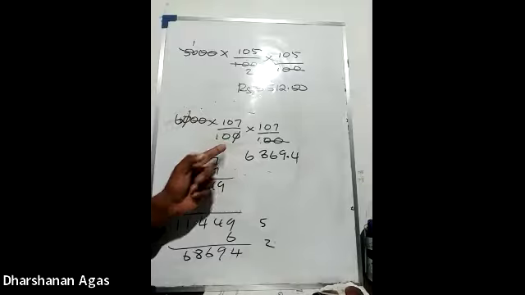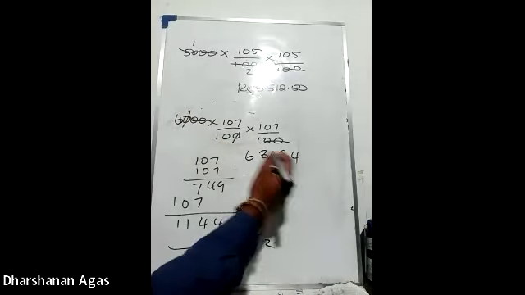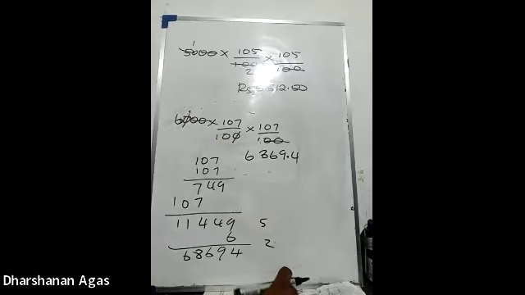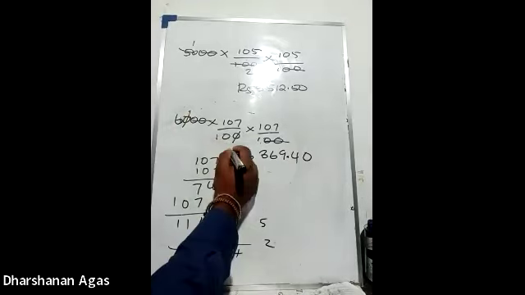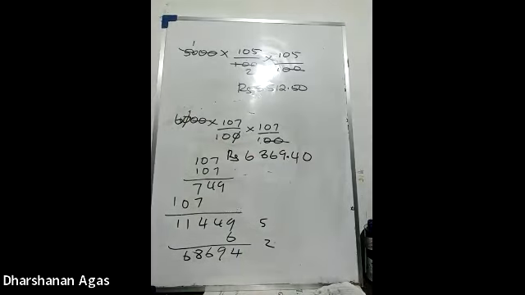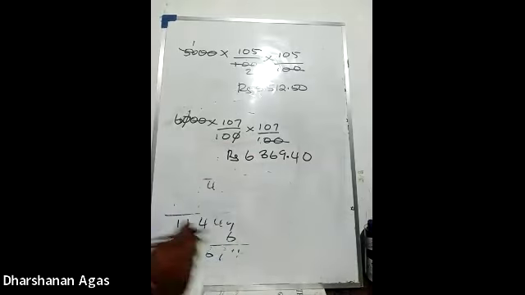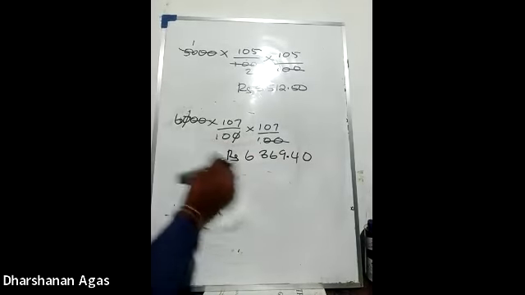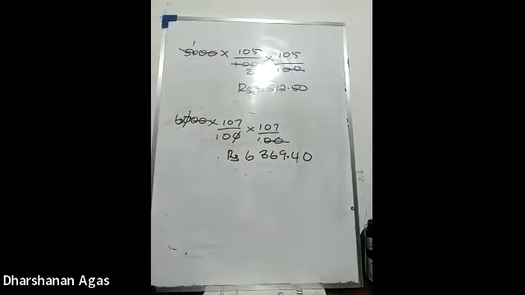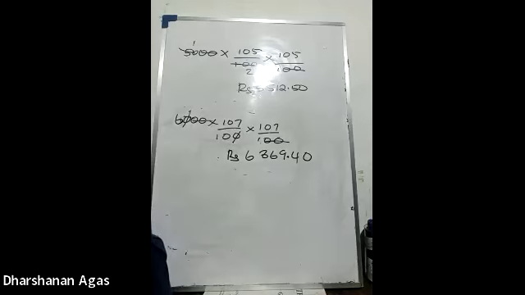107 into 107 into 6, the answer is 68,694. Should divide by 10. When you are dividing by 10, take one decimal place backward. So the answer is rupees what? 6,869 rupees and 40 cents. Ajara, did you get the answer? Regit, did you get the answer? Yes, sir. Next one.